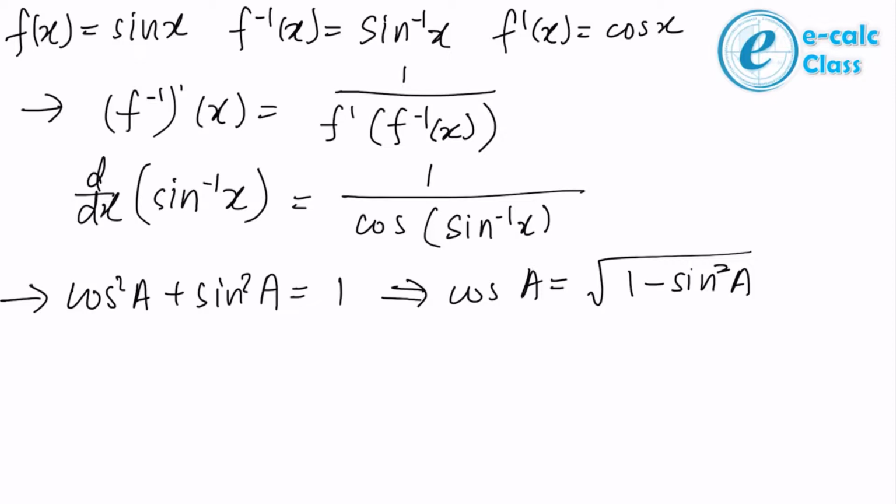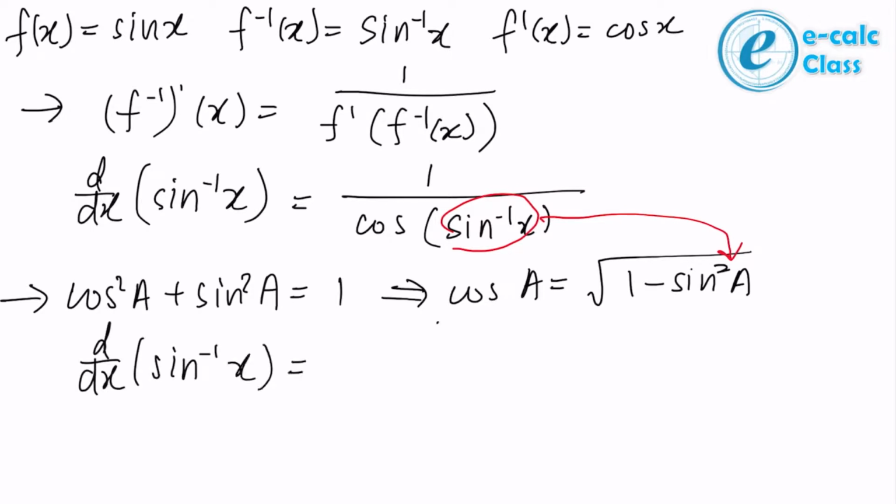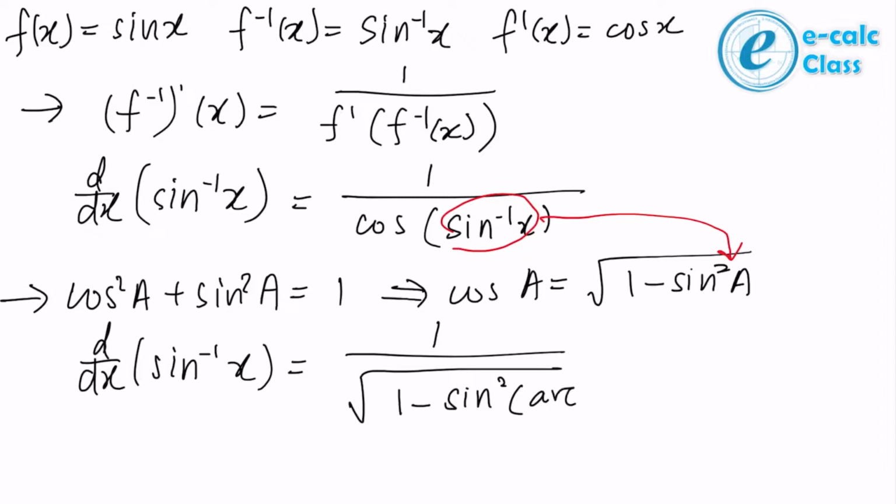So now you just plug this into your A here. So you have the derivative of sine inverse of x: 1 over, no more cos, square root of 1 minus sine square. I think I better write it like this, arcsine of x. If not, you're confused that maybe sine inverse of x means 1 over sine x. No, it's different. That is cosecant, you know.